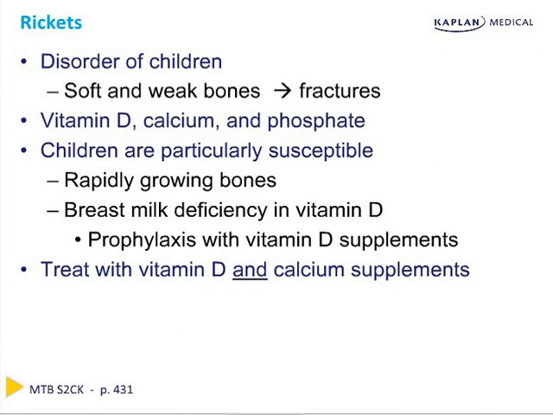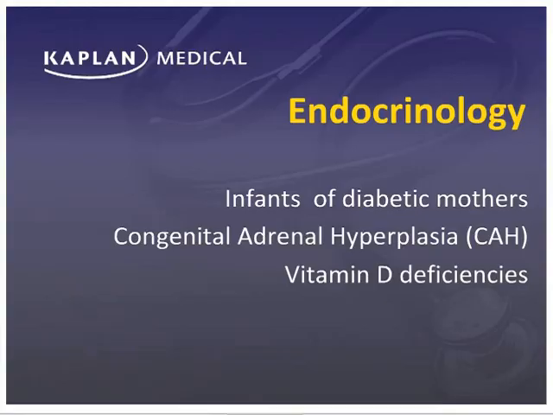So that ends our Step 2 High Yield Pediatric Lecture on endocrinology, where we covered the infants of diabetic mothers, the 3 enzyme deficiencies of congenital adrenal hyperplasia, and the effects of vitamin D deficiencies in children, and how the physiology plays into it.